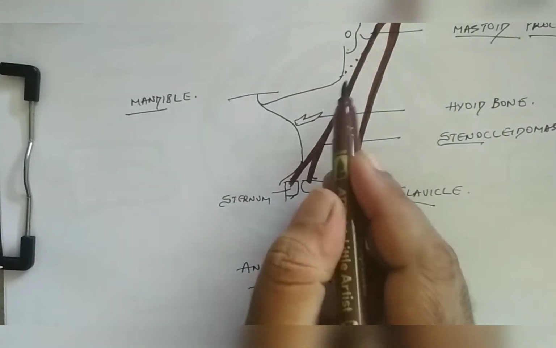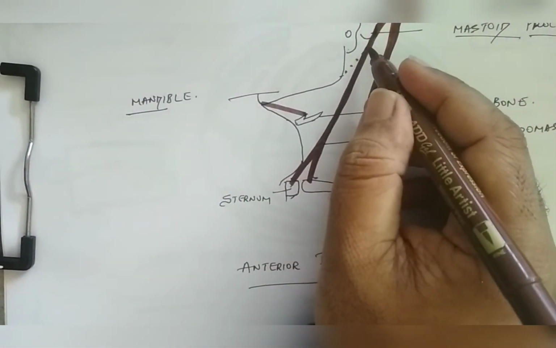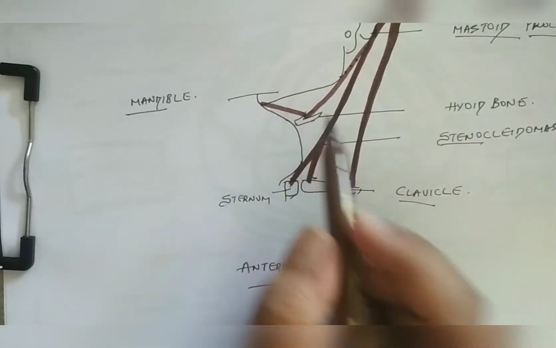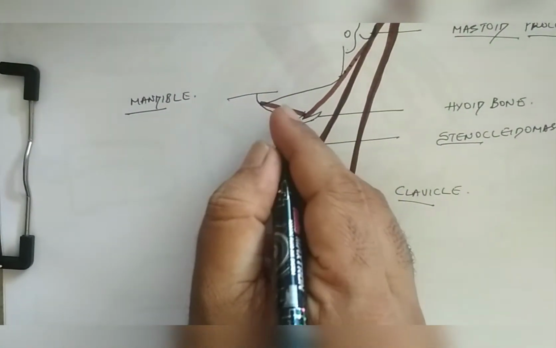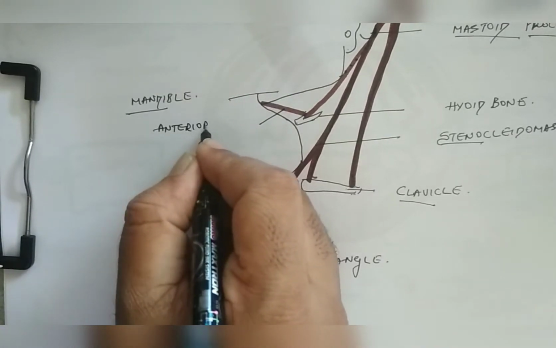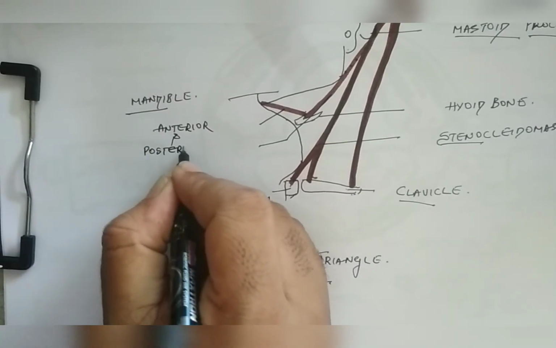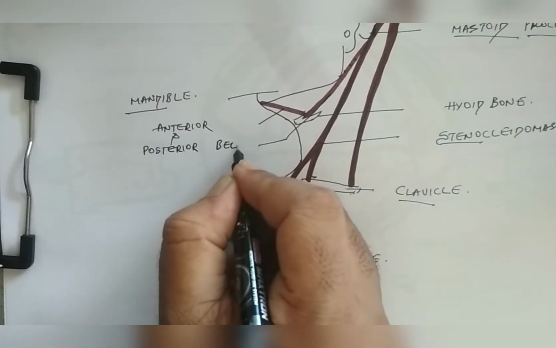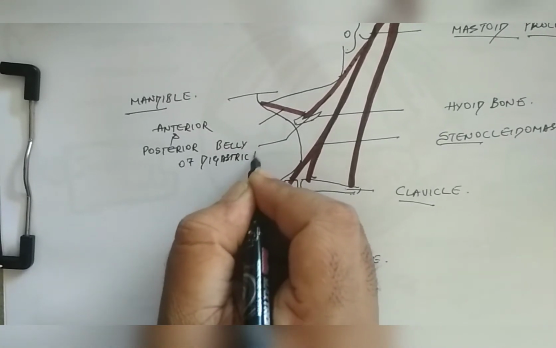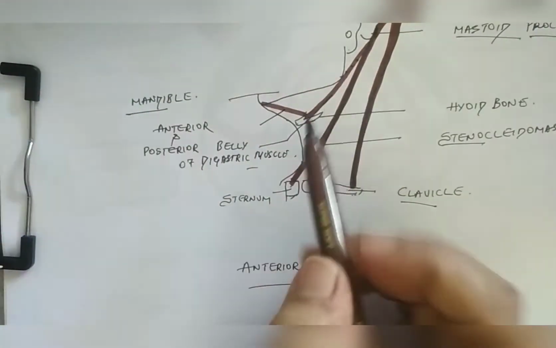Next, this anterior triangle is subdivided into two more triangles by the digastric muscle. Di means two. This is the anterior and this one is the posterior belly of the digastric muscle. Anterior and posterior belly of digastric muscle.